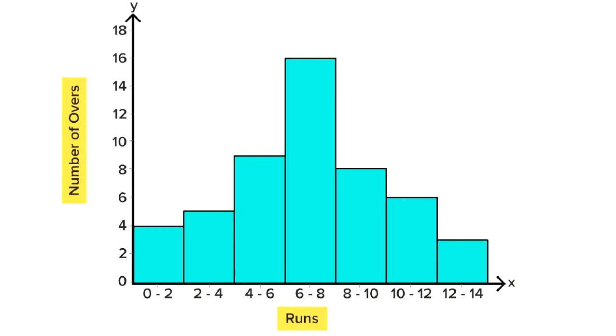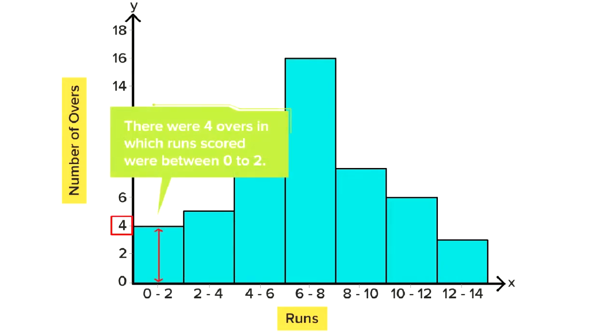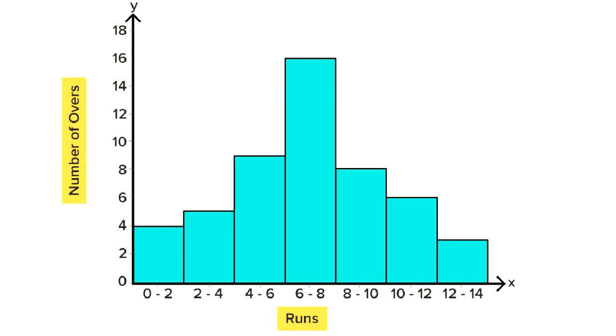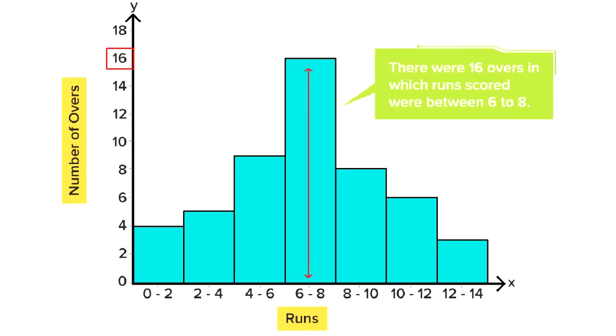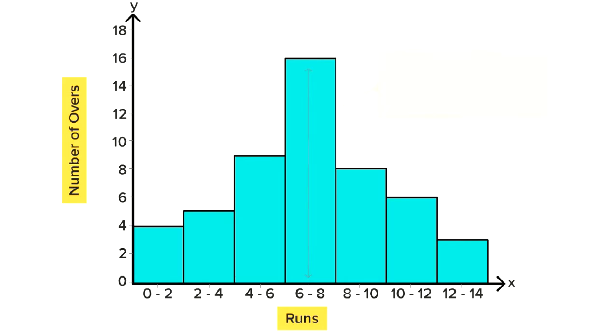In the chart here, you can see that y-axis value for 0 to 2 runs interval is 4. That means there were 4 overs in which runs scored were between 0 to 2. Similarly, you can see that y-axis value for interval 6 to 8 is 16. That means there were 16 overs in which runs scored were between 6 to 8 and so on.